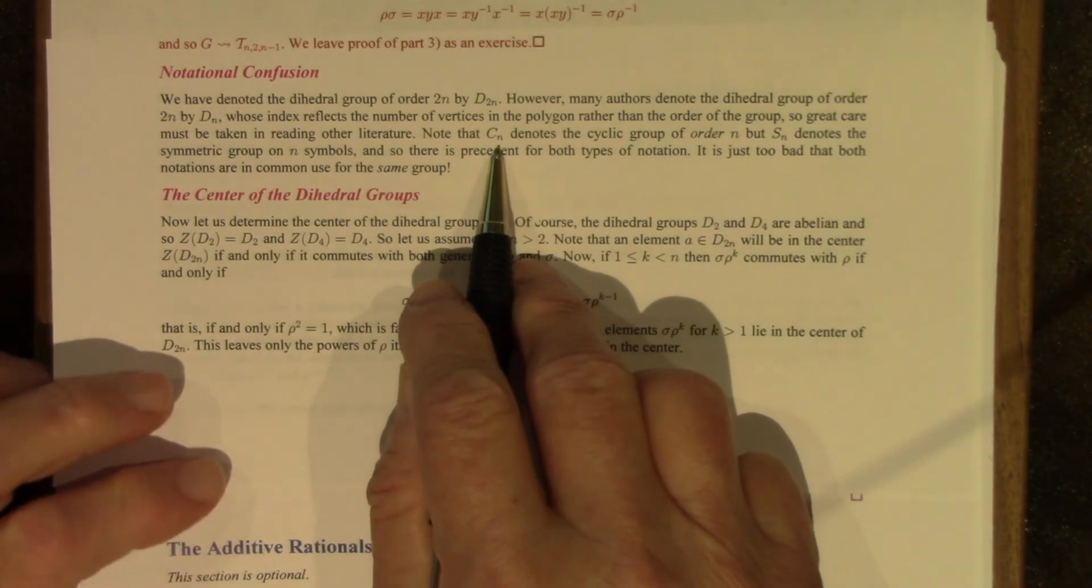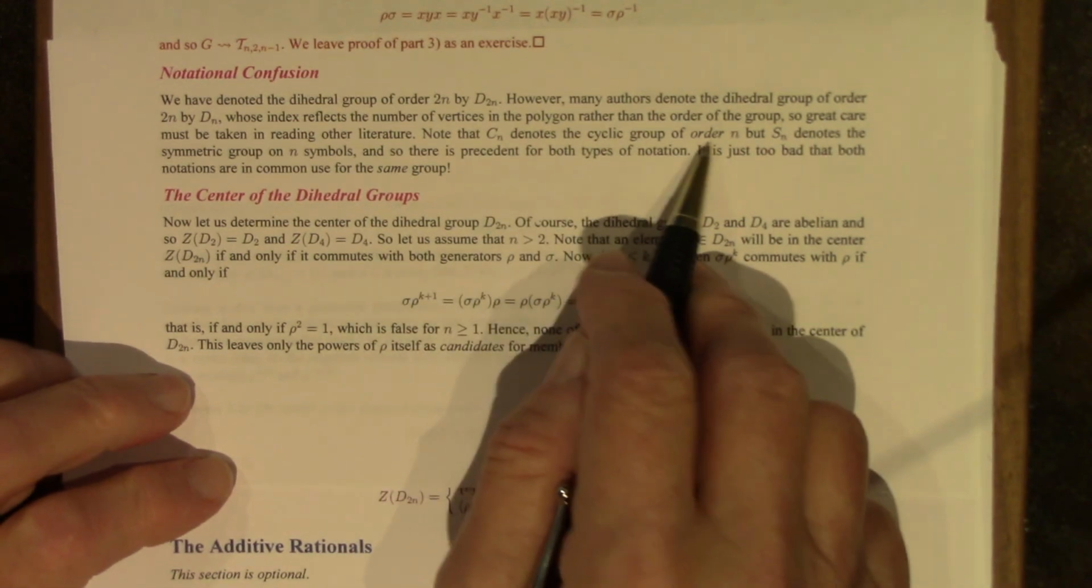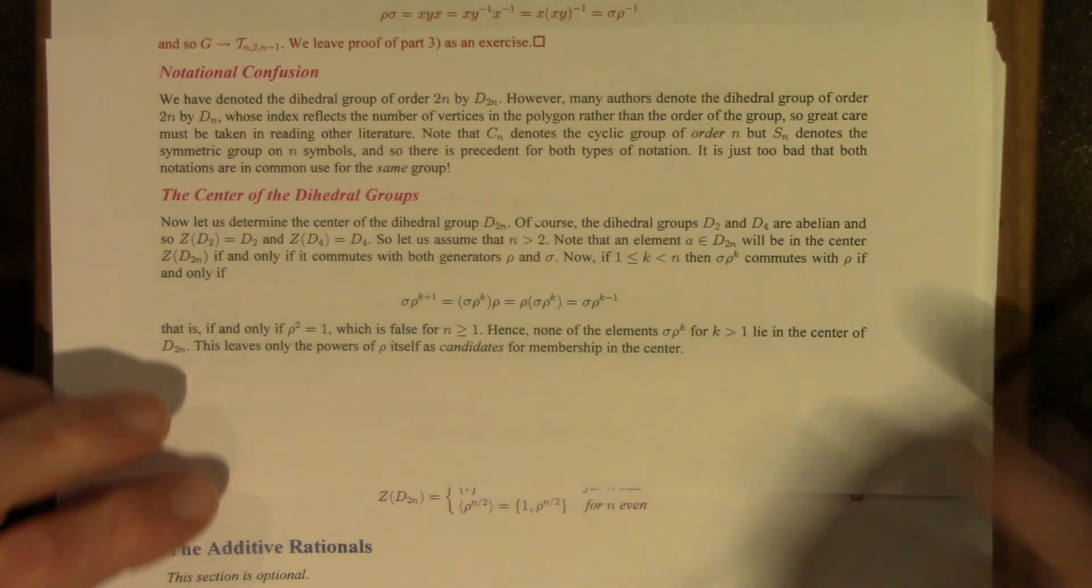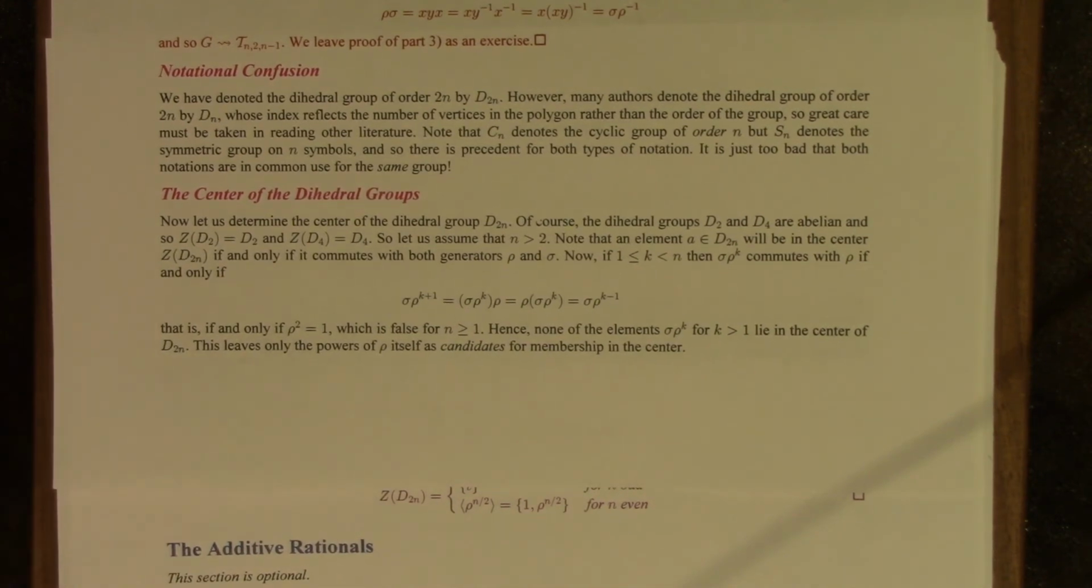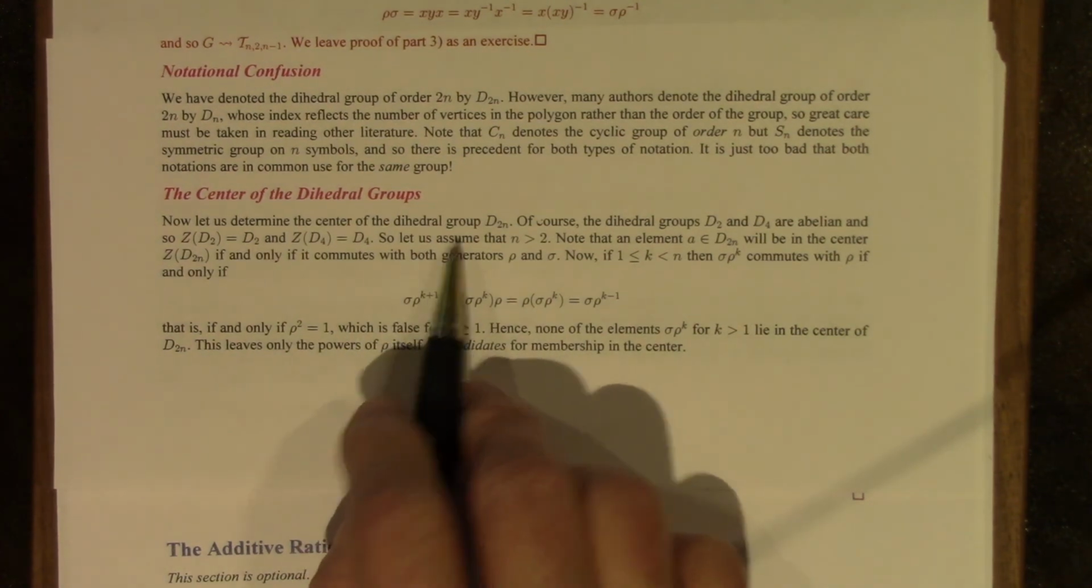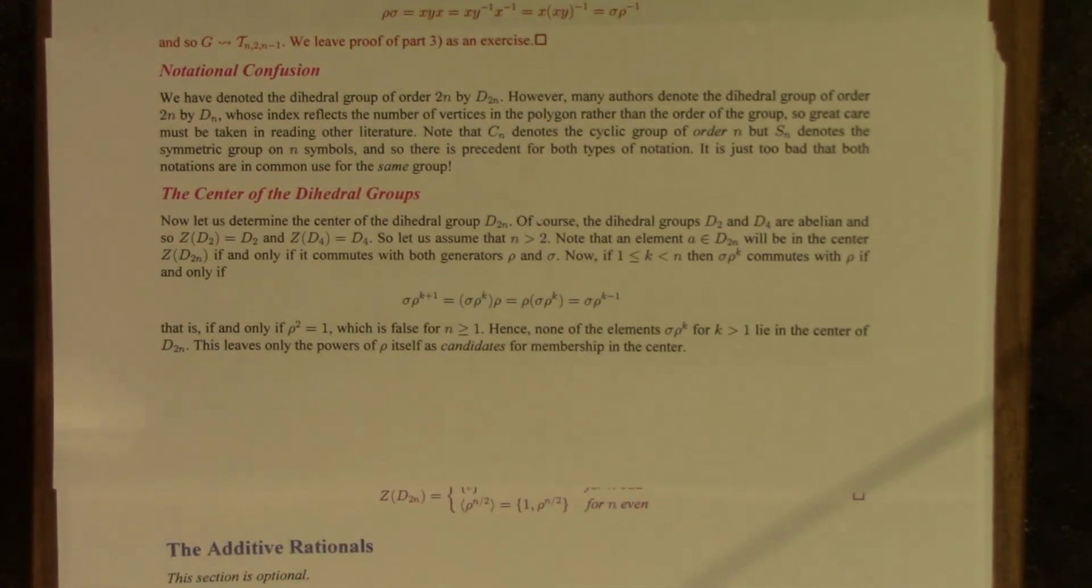C sub n denotes the cyclic group of order n, but S sub n denotes the symmetric group on n symbols. The problem with the dihedral group is that the two different notations are used for the same group, so it can be confusing. Let's take a look now at the center of the dihedral group D2n.